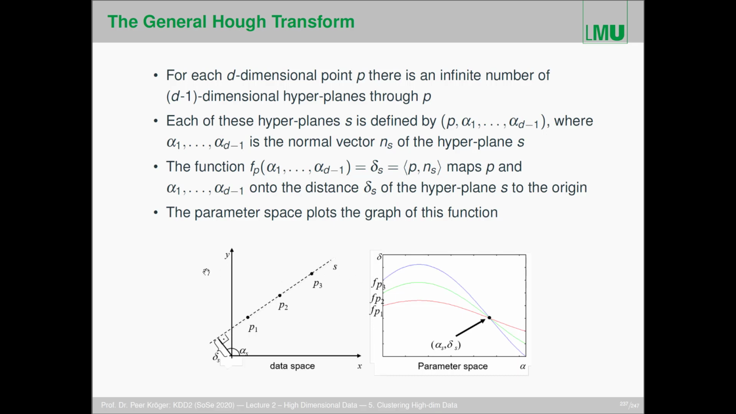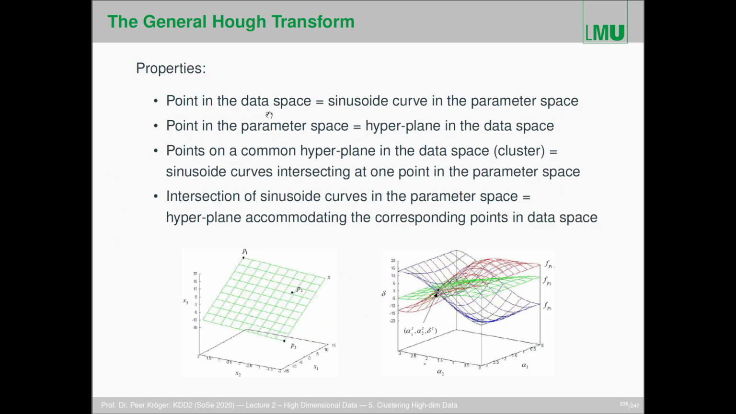line here. Yeah. So summing up the properties, so a point in the original data space is mapped to a sinusoidal curve in the parameter space, just because it's a combination of sine and cosine operations on the angles of the normal vector. Yeah? So a point in the original data space is mapped on a sinusoidal curve in the parameter space. So for example here, the red one here is the sinusoidal curve for P1, and for P2 it's the green one here, for P3 it's the blue one here. Now it's a three-dimensional example.